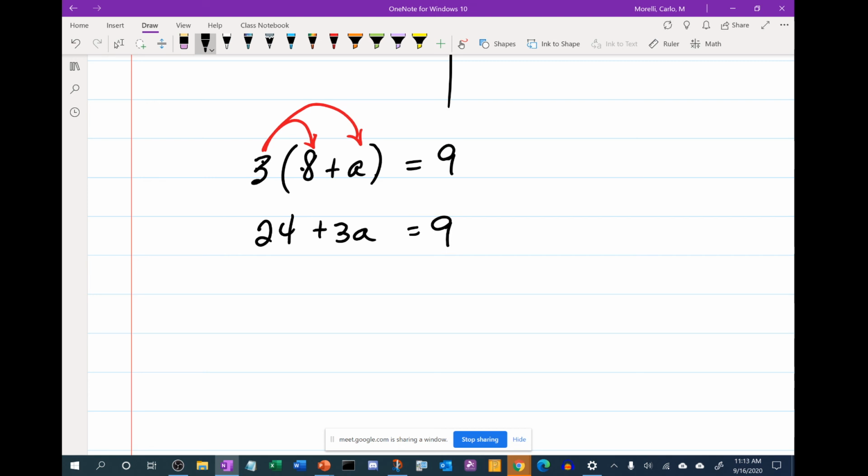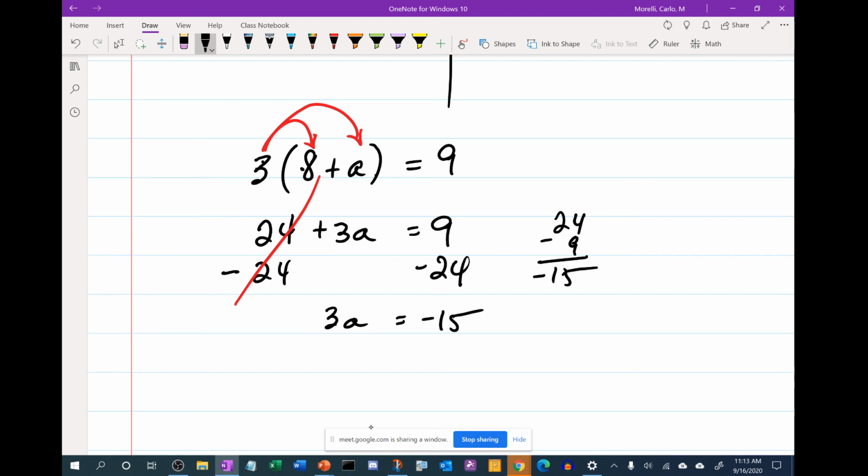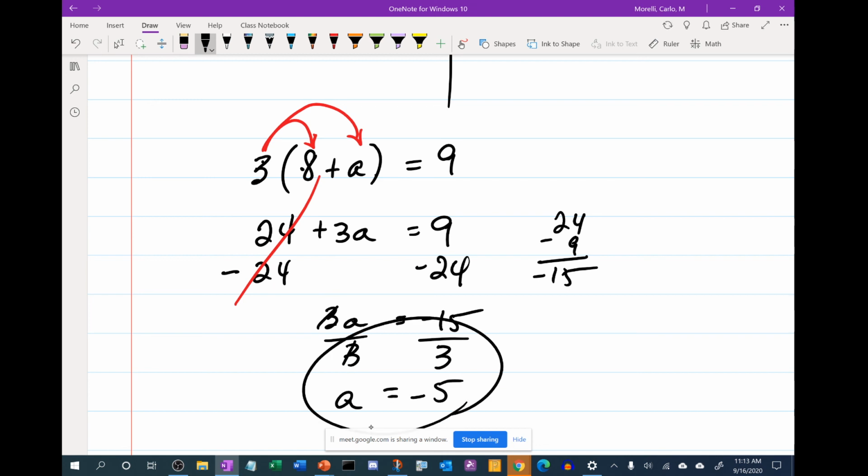Now use the additive inverse law to get rid of this 24. Minus 24 on both sides. On the left side, this cancels, and I have 3A. And what's 9 minus 24? Negative 15. Now what do I do? Divide by 3 on both sides. A equals negative 5.